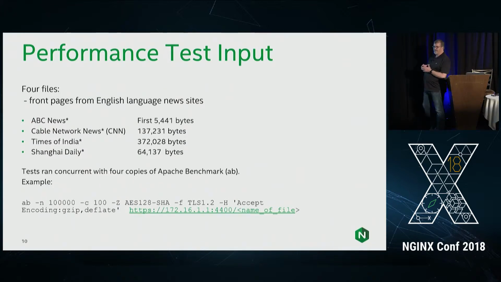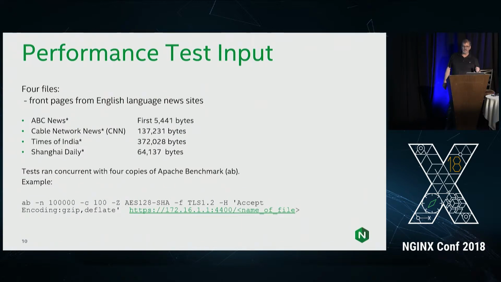The Apache benchmark, for those of you that are familiar with it, that we used is described right here. So we were using AES-128 SHA with TLS 1.2 and compressing. Each of those was running 100 concurrent for a total of 400 concurrent jobs. So what we've said so far defines our test setup, from a software, from an infrastructure, from a hardware perspective, and this is the content that we're using.